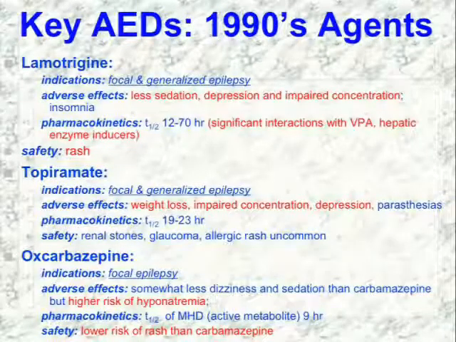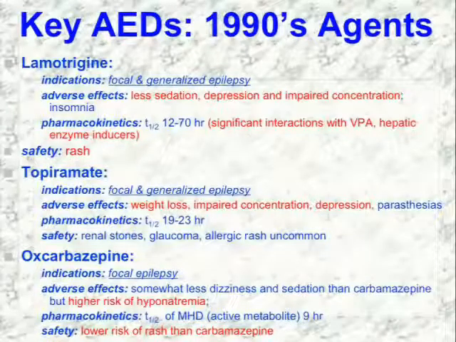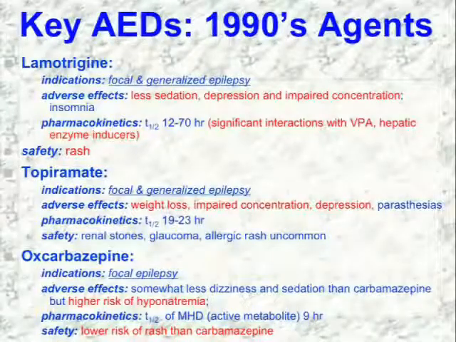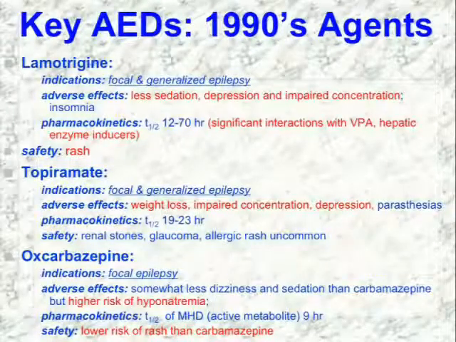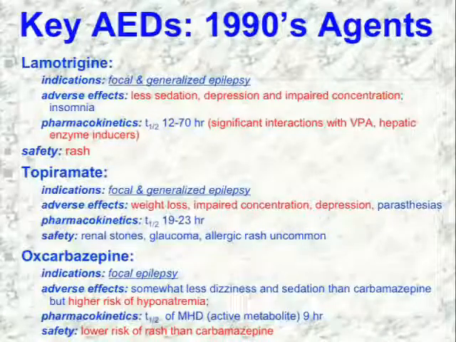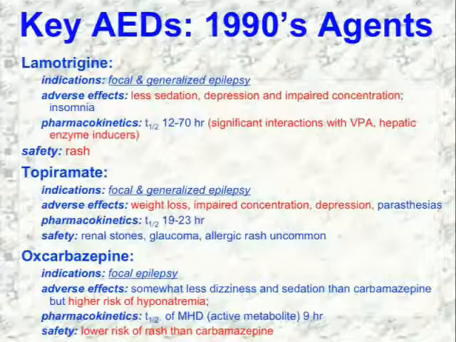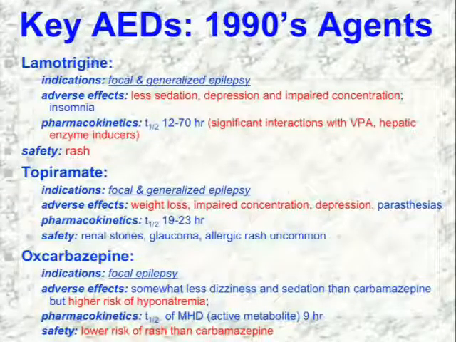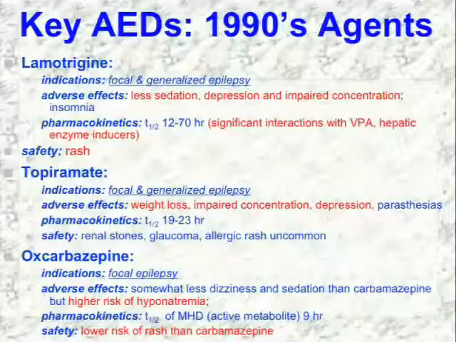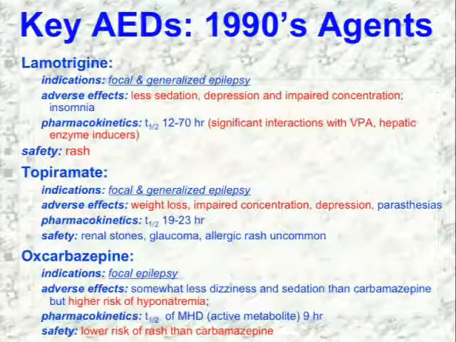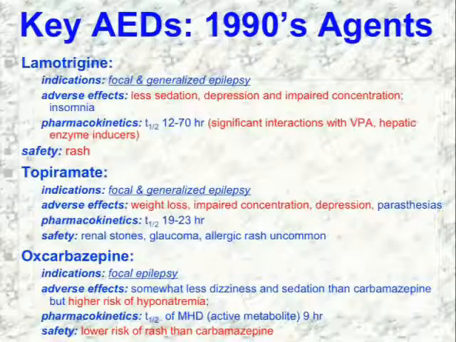Topiramate is used a lot because it's broad spectrum, good for focal and generalized epilepsy. It's useful for treating migraine. It causes weight loss, which most people like the idea about. Issues with it are a 1% risk of renal stones, and it's been shown to be associated with cleft palate in offspring of mothers taking it.